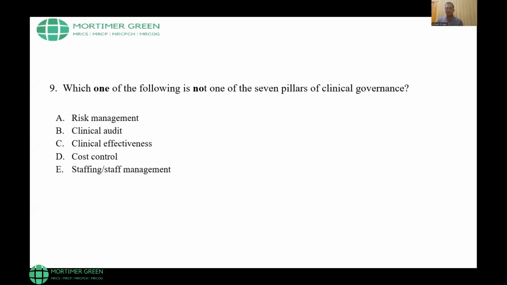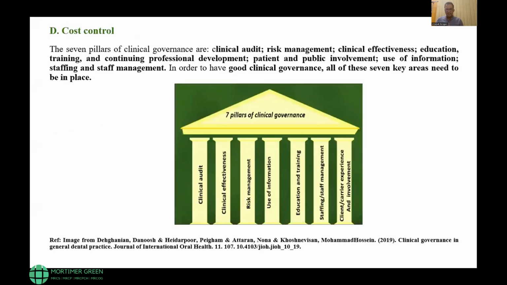Risk management, clinical audit, clinical effectiveness, cost control, and staffing and management. There is no explanation for this. It's just simple memorizing of these 7 points: clinical audit, clinical effectiveness, risk management, education, training, CPD, which is continuing professional development, patient and public involvement, use of information, staffing and staff management. So these are the 7 key areas you need to know.